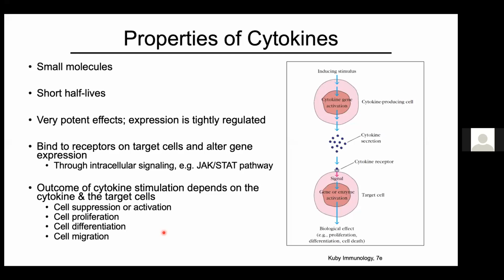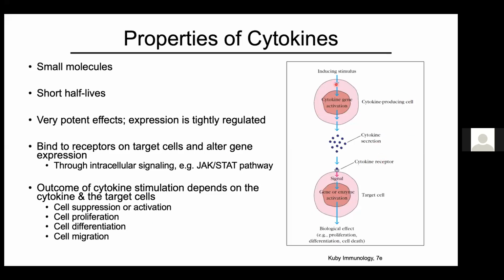So against a chemical gradient, and in this case, the chemical gradient is caused by the cytokine. So those are basically the 5 effects you have of the cytokine: cell suppression or activation, proliferation, differentiation, and cell migration. So this diagram is just showing us how the cytokines work.